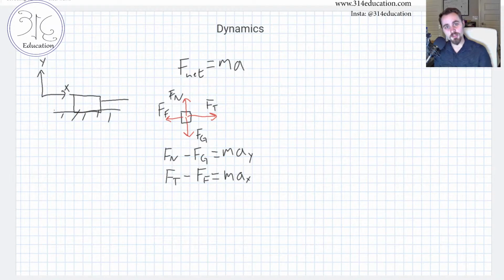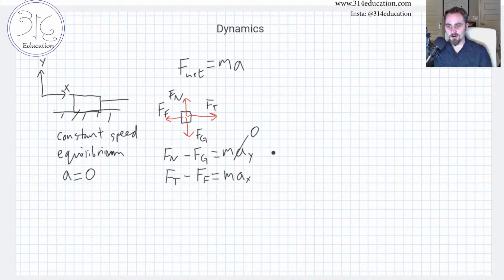Now, if we know conditions, like if we're told this is a constant speed, or we're told something like it's at equilibrium, is another kind of keyword, if I can spell equilibrium. There we go. Or static equilibrium is another one. That tells us that our acceleration is going to go to 0. And if our acceleration goes to 0, that tells us that our forces have to be balanced. I guess, yeah, balanced is another kind of keyword that might show up.